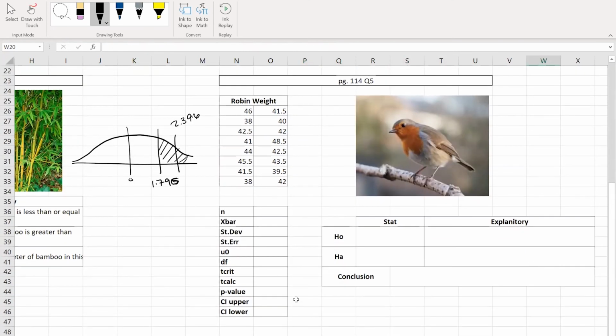And finally, for question 5, the mean weight of adult male robins is accepted to be 42 grams. So that's our null mean. It has been proposed that females may differ in size. The body weight values below were collected for a set of 16 female robins. Do these data values suggest that females have adult weights that differ from males? So, do they differ? This is a two-tailed test.